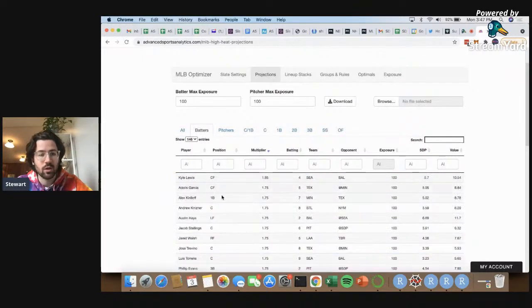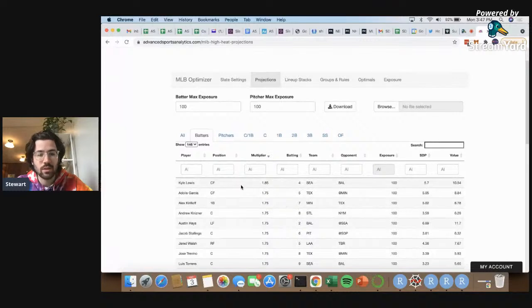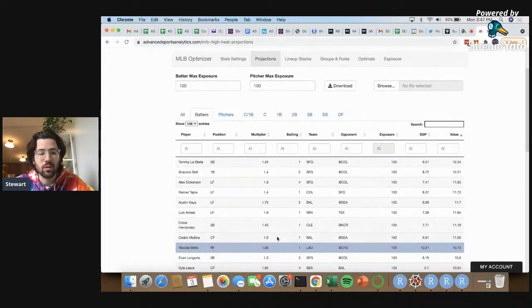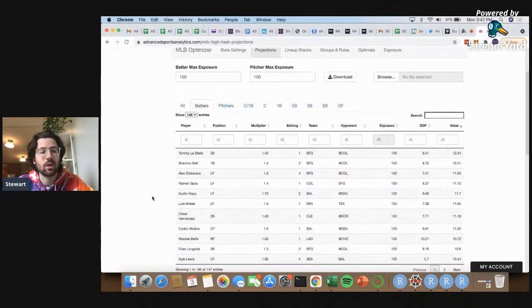If we sort on multiplier, we see that 1.8, Kyle Lewis, is the highest multiplier. Some of these guys don't have the highest raw totals, but when we multiply raw totals by multiplier, you get a healthy mix of players who bubble to the top of this value column, which is just raw projection times multiplier. And we see the guys that our projection system likes the most as far as raw fantasy points times their multiplier.